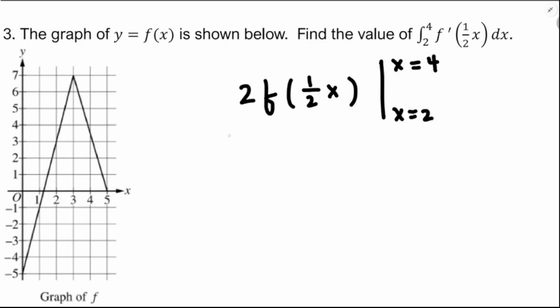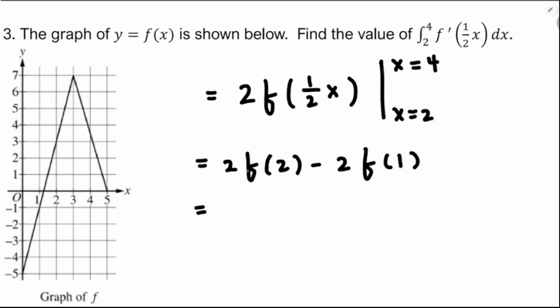All right, so this is going to equal 2 times f of half of 4 minus 2 times f of half of 2. And so 2f of 2 is going to be 6 minus 2f of 1 would be negative 2. So I'm getting a total of 8 there.